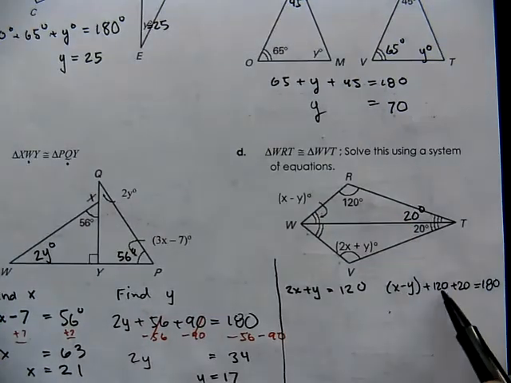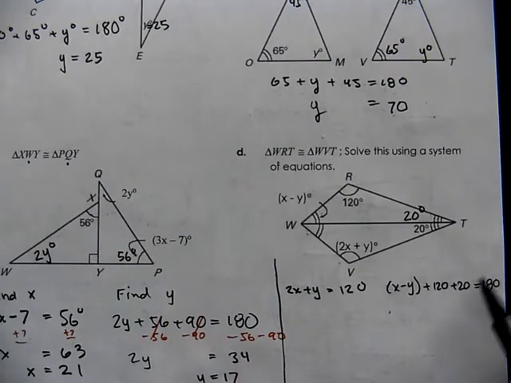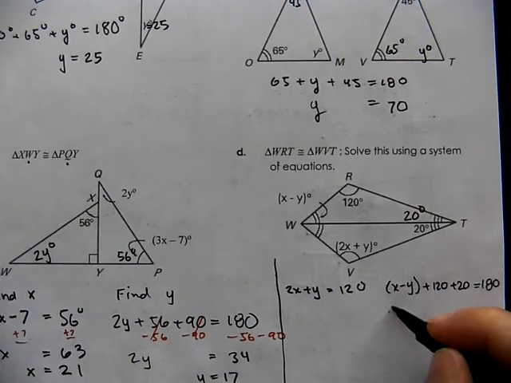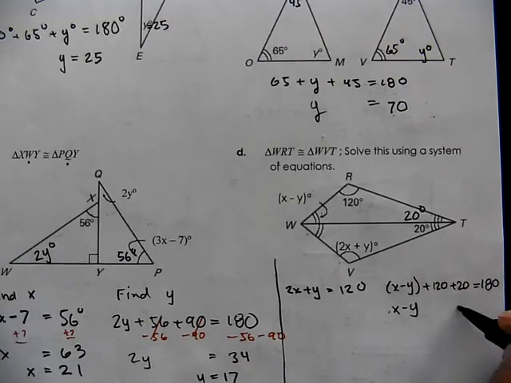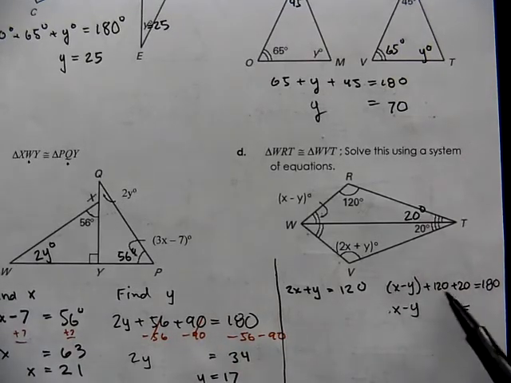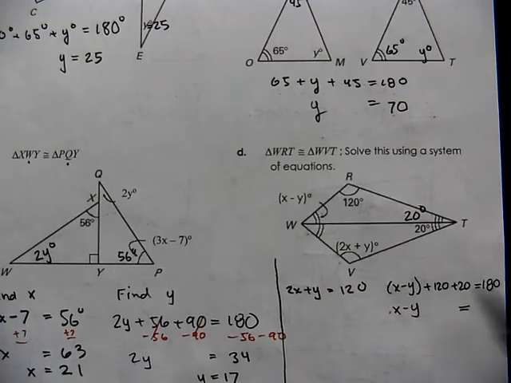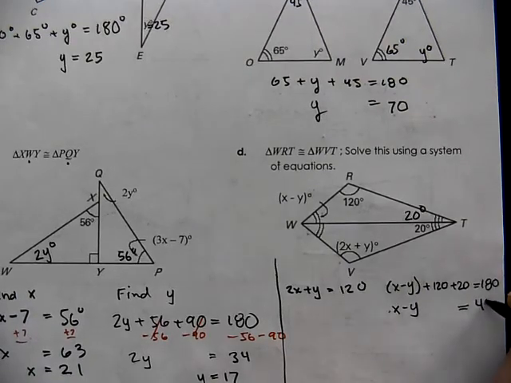Let's move the constant terms all to the right-hand side. So right now I still have the x minus y on the left-hand side, and I'm subtracting away the 120. I'm subtracting away the 20, which means I'm really subtracting 140 from both sides. So moving all of my constant terms to the right, I just have 40 on the right.